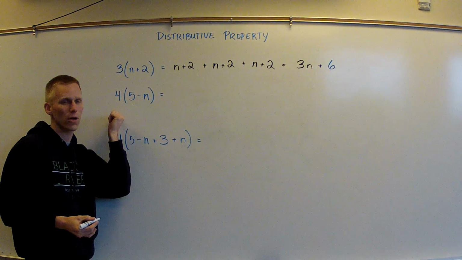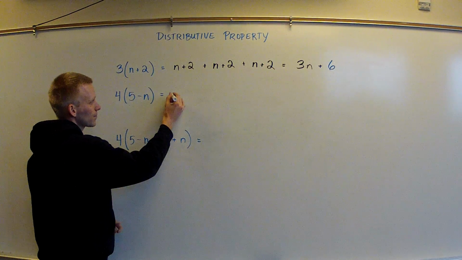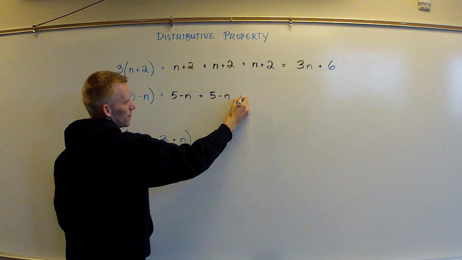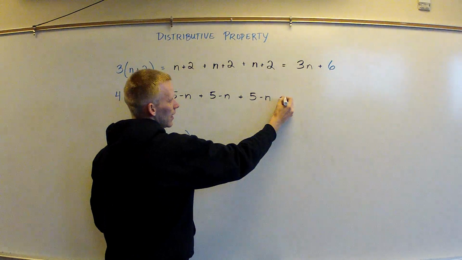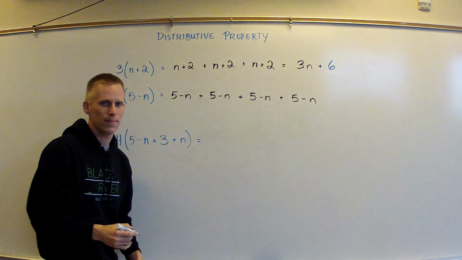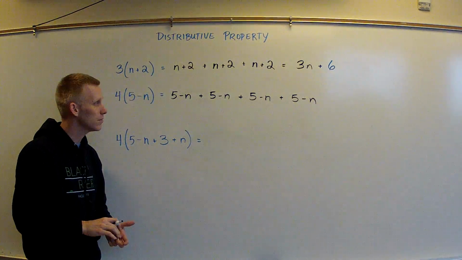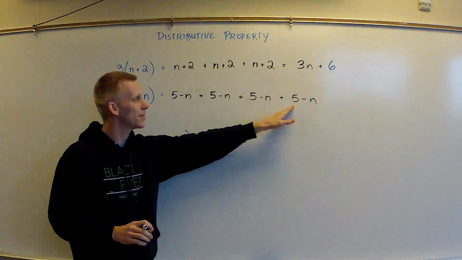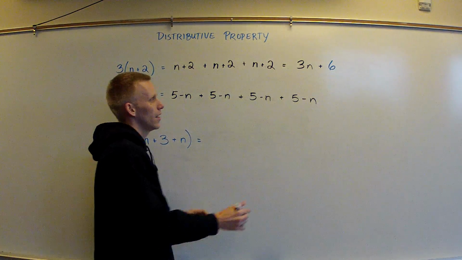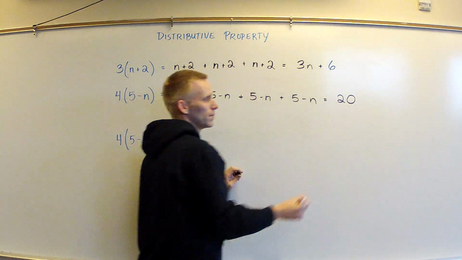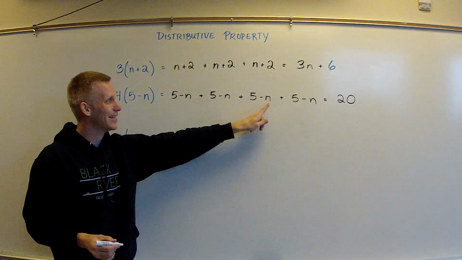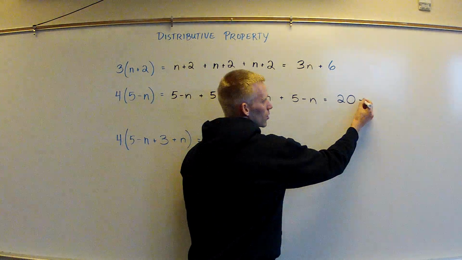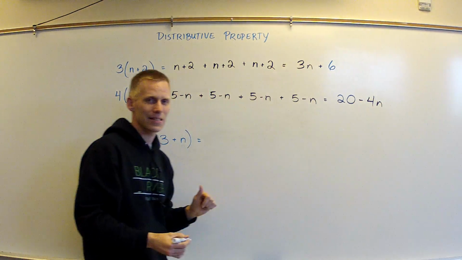This is saying I have 4 of these 5 minus n's. There's a 5 minus n, another 5 minus n, a third one, and a fourth one. Now that the parentheses are gone, we can just put things together that belong together. I've got a 5, a 5, a 5, and a 5. I have 4 5's. That gives me 20. I've got a minus n, a minus n, a minus n, a minus n. That's 4 n's that have been subtracted. So we would say minus 4 n's.